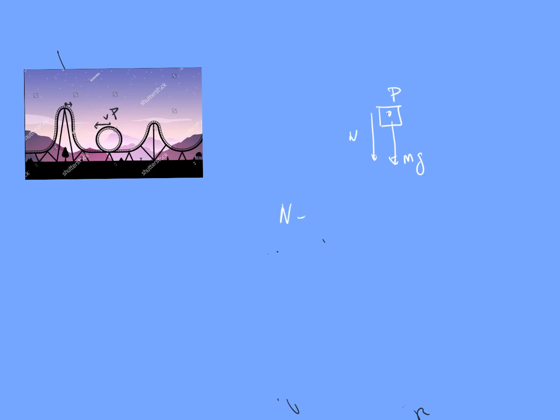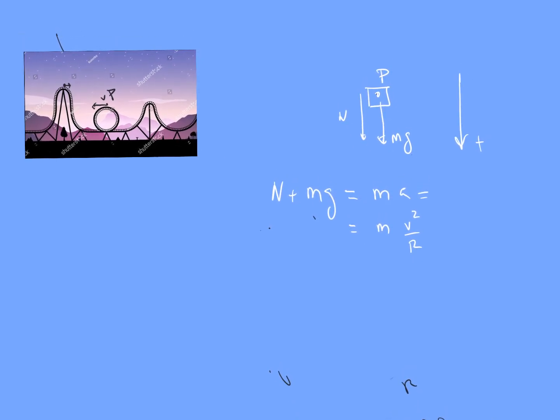And what is the sum of these two forces? If I take the positive direction going downwards, N plus mg will be the sum. And the sum has to be the mass times the acceleration. But I want a circular motion, so the acceleration in a circular motion is v squared divided by r. But I want the minimum velocity that is needed to overcome the situation and to go around the circle.